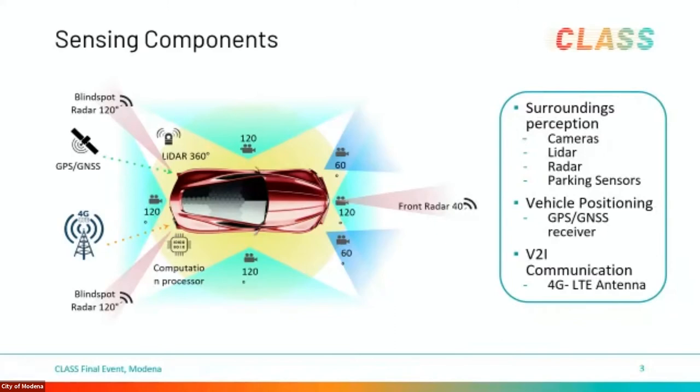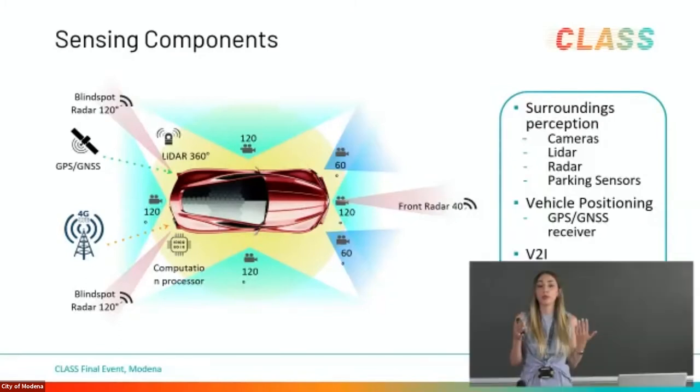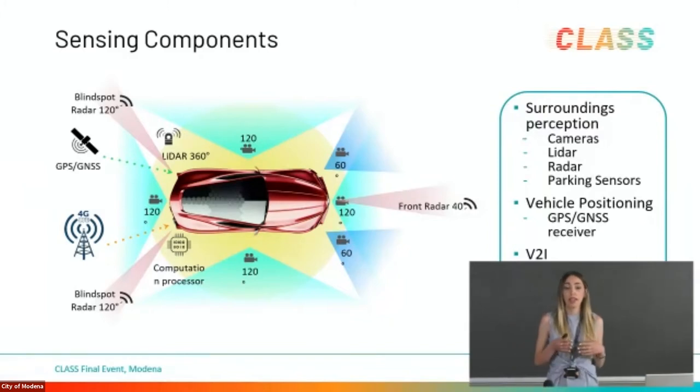All these components integrated with the computing platform will allow the vehicle to perform three main tasks: have a complete perception of the surroundings, have information regarding the vehicle positioning compared to the one already given by the vehicle, and finally, have information about the infrastructure through the B2E communication.